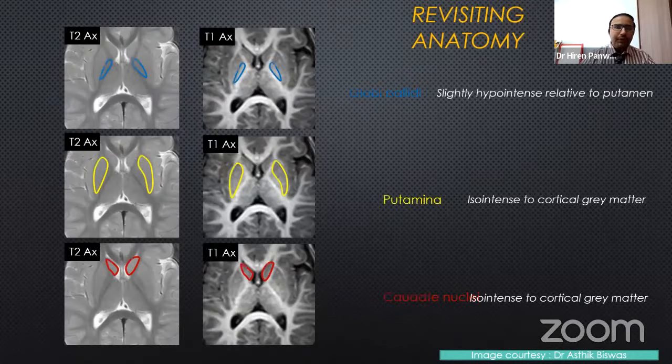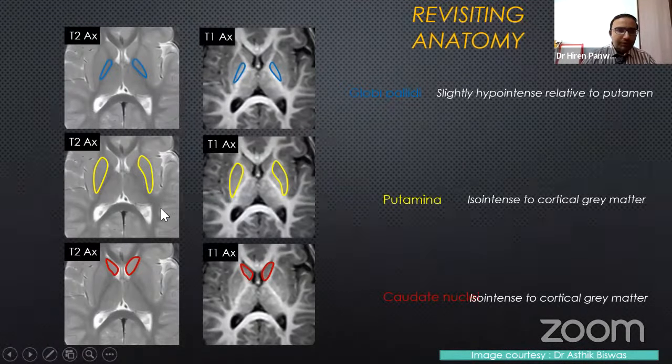So we can see here that the globus pallidus is generally slightly more hypointense as compared to the caudate nucleus and the putamen. This is the caudate nucleus, and that is the putamen, which is lenticular in shape. The middle aspect of these two paired structures is the globus pallidus, which is slightly more hypointense as compared to the caudate nucleus and putamen.